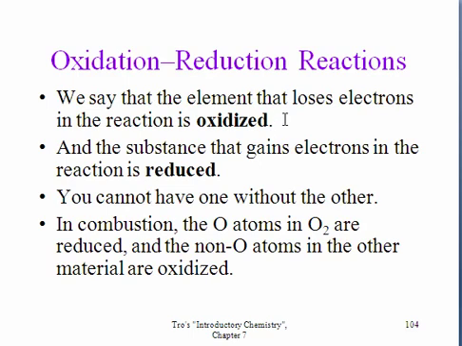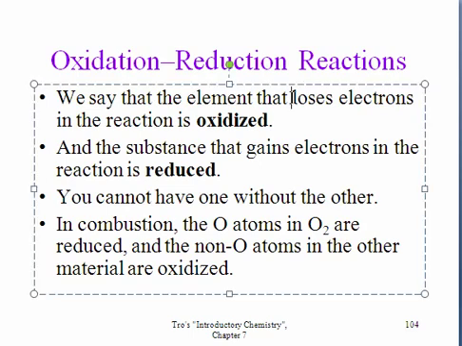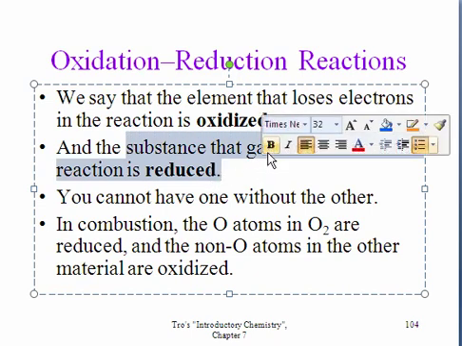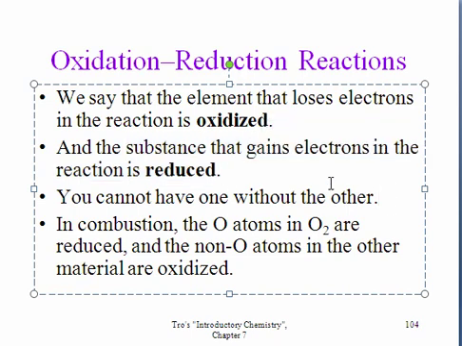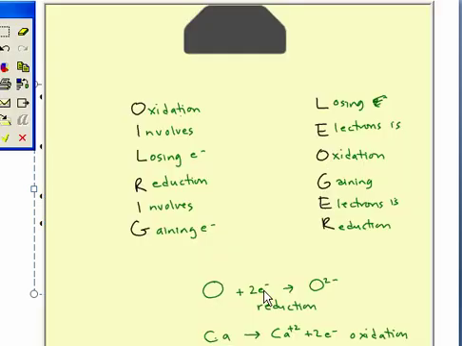Let's look at some vocab. The element that loses electrons during a redox reaction is oxidized. The substance that gains electrons is reduced. If something loses electrons, something else gains electrons. You cannot have one without the other. And in most reactions with oxygen, oxygen is reduced and the other material is oxidized.